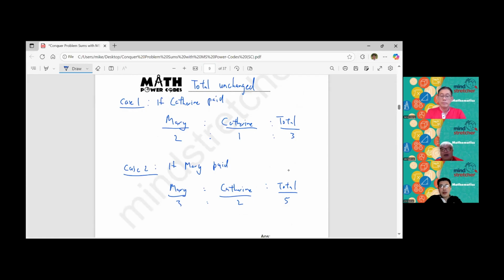Okay. So we know that for case 1 and case 2, no matter if Catherine paid or Mary paid, the total will be unchanged. So that means I have to make the total become the same. Which are 3 and 5, the LCM will be 15. That means this will be 10 units, and this is 5 units. Then for case 2, same thing, I will get 15. That means this will be 9 units and 6 units.